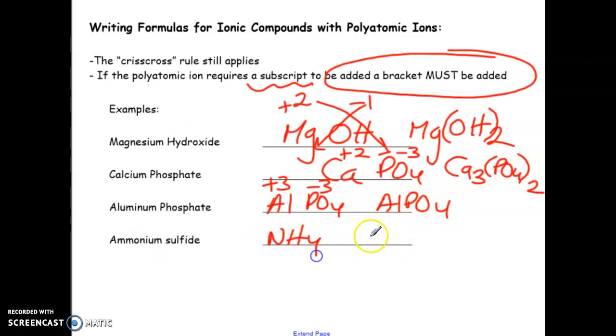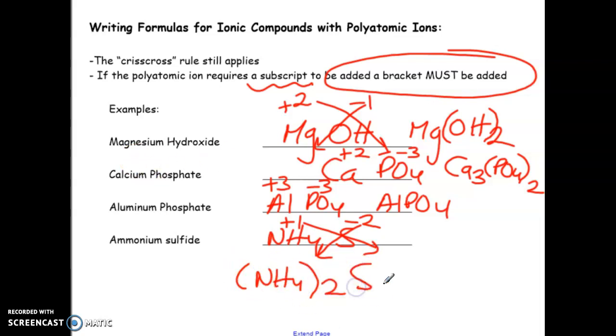Ammonium is NH4 and sulfur is just S. So we have -2, +1. The 2 crisscrosses, as does the 1. So you should have brackets around NH4 with the 2, and then the sulfur with the 1 that we don't write in.